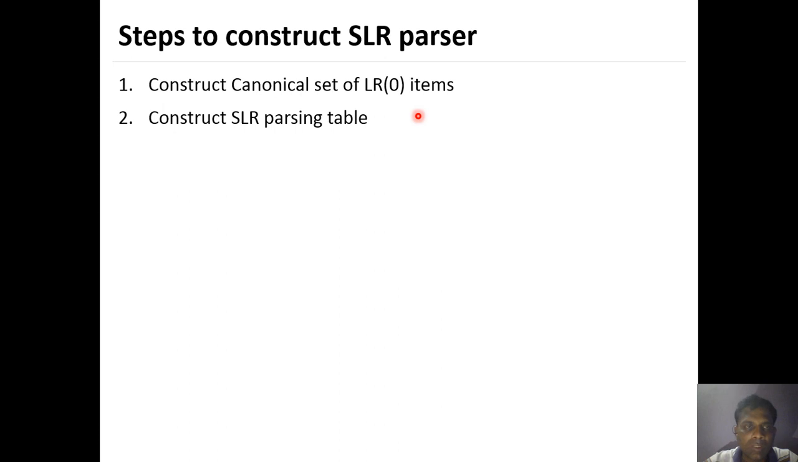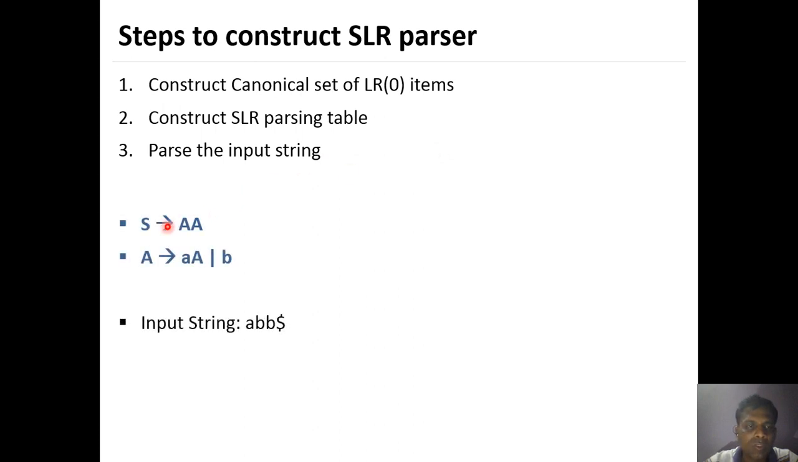Now the third step is to parse the input string using the SLR parsing table. So in this video lecture we are going to see how to parse the input string using the SLR parsing table. We are going to use the same grammar that we used to construct the SLR parsing table. Now we are going to use the input string a, b, b and dollar. Now we want to parse this input string using the SLR parser.